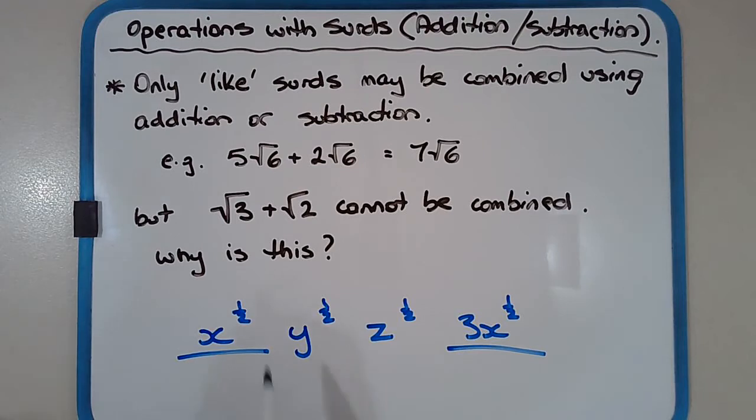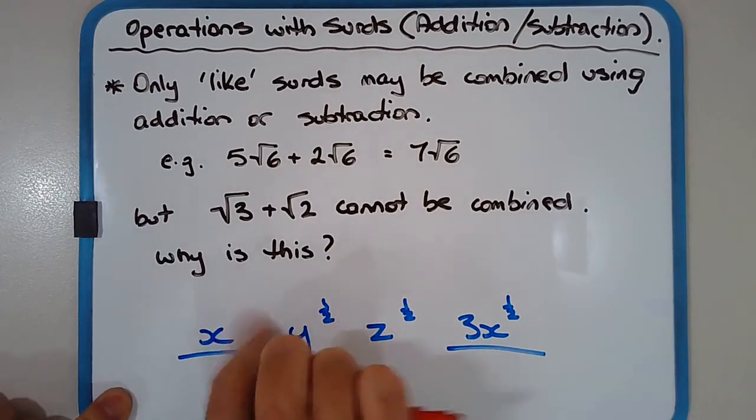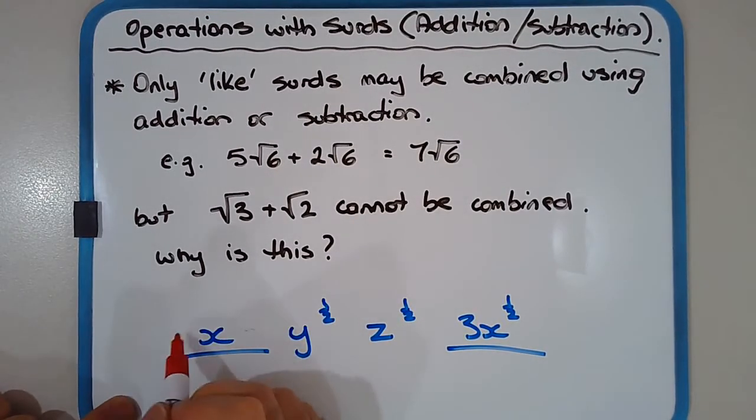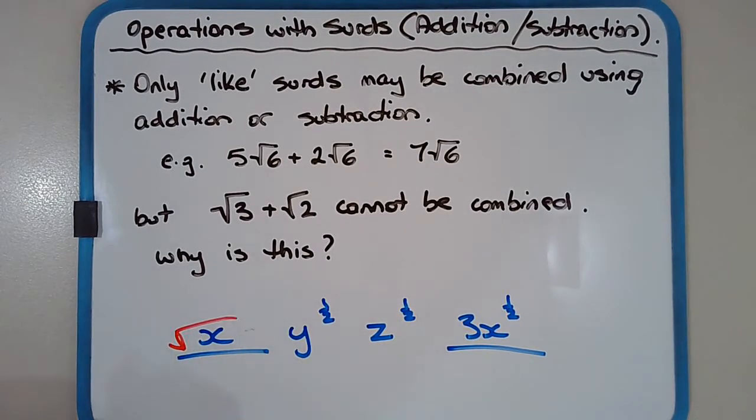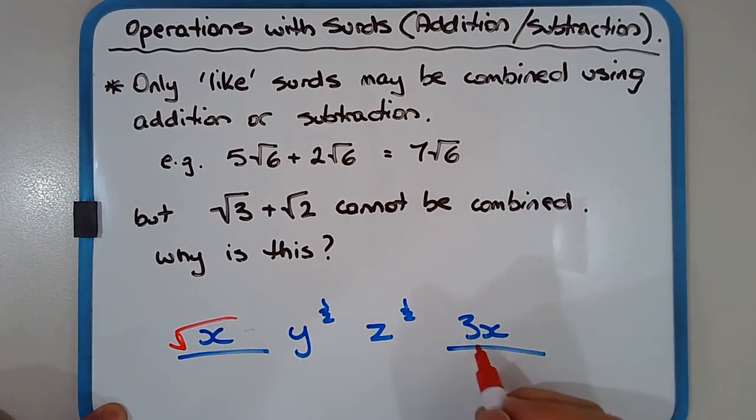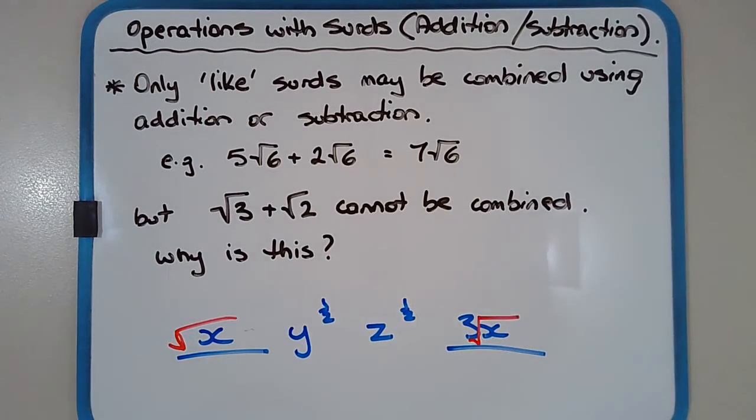Now, you and I know that anything to the power of half is really just a square root, isn't it? So rather than writing it as to the power of half, I could write it like this, couldn't I? Square root of x, and that's 3 root x. So that is the reason why you can only add and subtract or combine like surds. It comes from the laws of algebra.